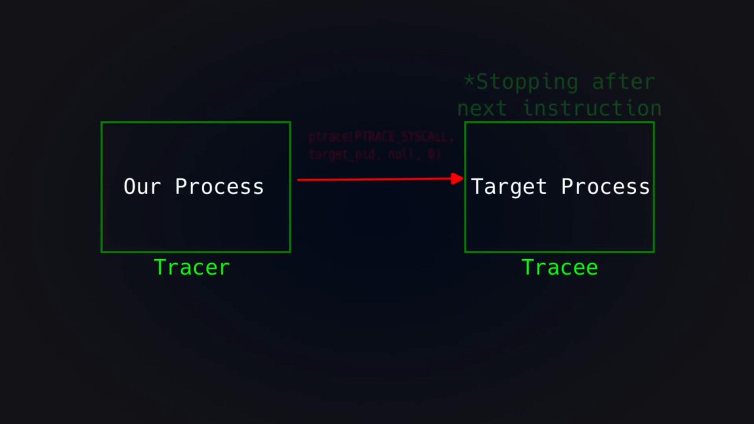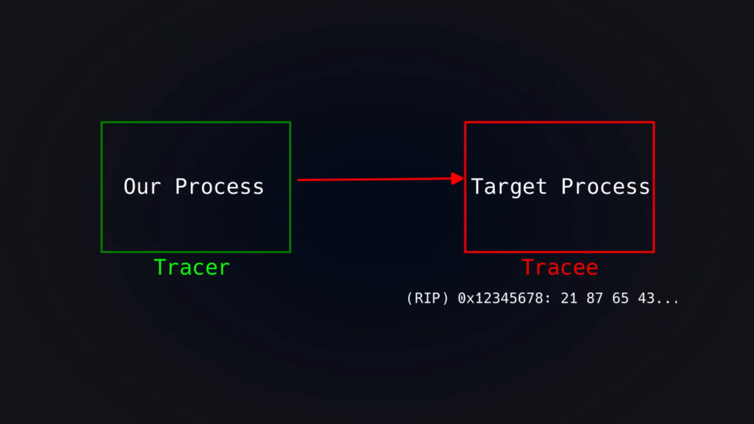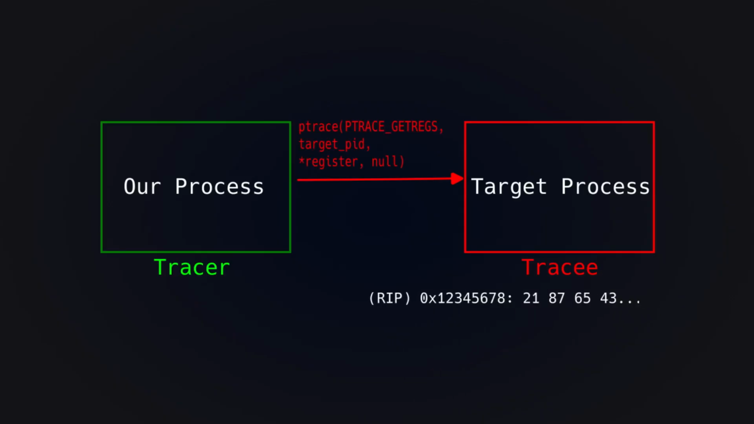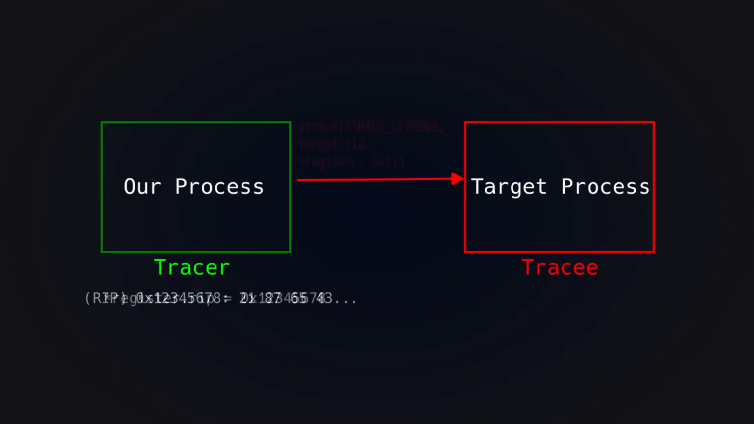Next, our process will send the ptrace operation ptrace singlestep to the tracee. This will tell the tracee to resume, but stop again after the next instruction, or the entry to or exit from the next syscall. Once again, our tracer process is going to wait for the tracee to stop execution. With execution stopped, our tracer process can now use the operation ptraceGetRegs to retrieve the register values from the tracee process. We can now write our shellcode to the tracee process.